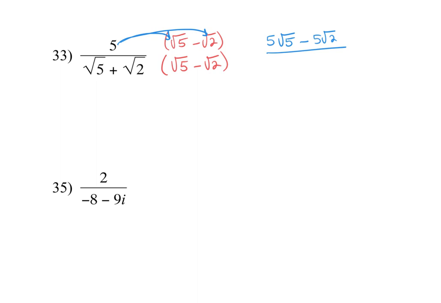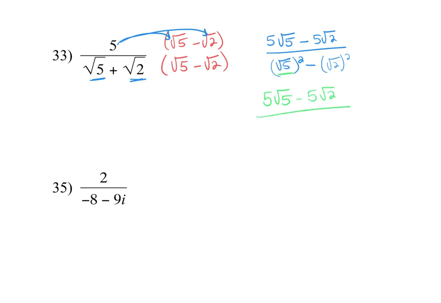For the denominator, anytime you multiply conjugates, it will always be the first guy squared minus the second guy squared. All right, so it's always going to be this guy squared minus the second one squared. All right, and I am squaring a square root. So numerator stays exactly the same.